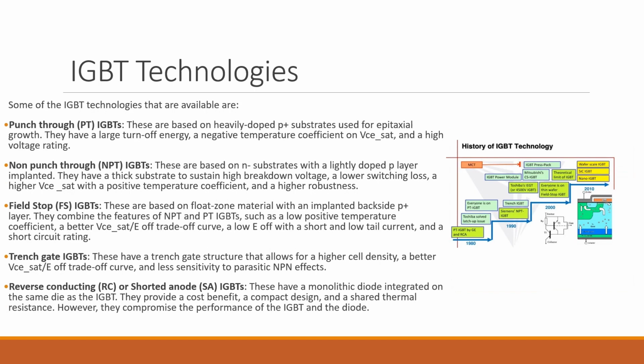Some of the IGBT technologies that are available are: punch-through (PT) IGBTs; non-punch-through (NPT) IGBTs; field stop (FS) IGBTs; trench gate IGBTs; reverse conducting (RC) or shorted anode (SA) IGBTs.